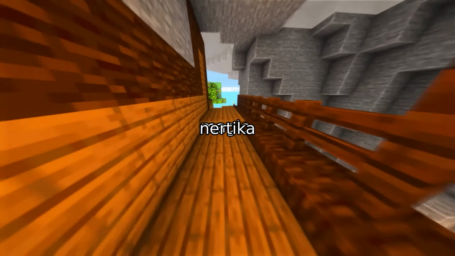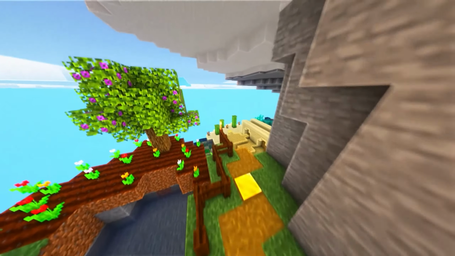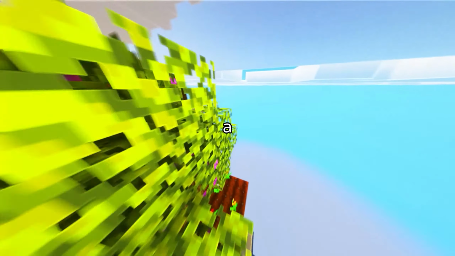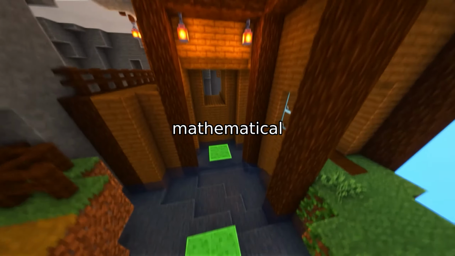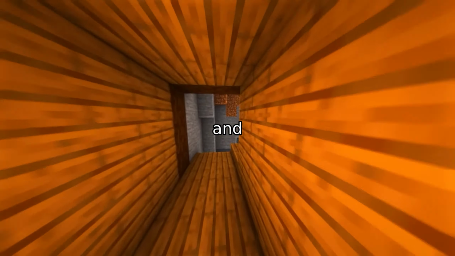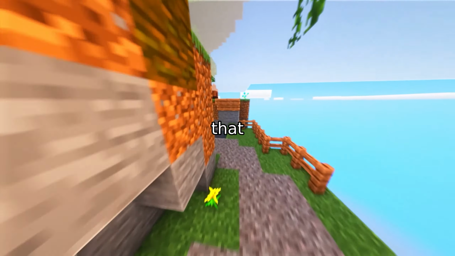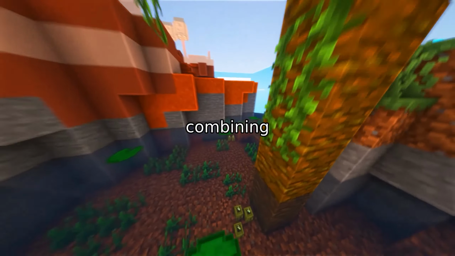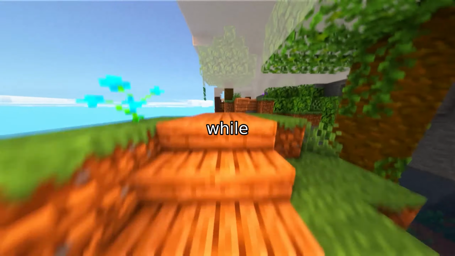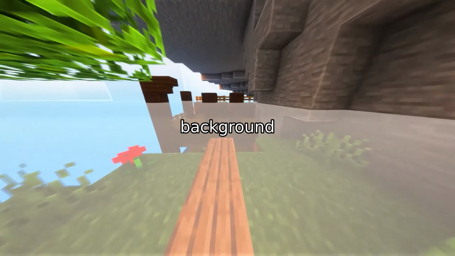But here's the real magic. NerT-CA doesn't just rely on raw data. It uses 2 powerful tools together. A tensorial field, think of it as a mathematical skeleton that captures the heart's structure, and a neural field, a machine learning model that fills in the details. By combining these, the system learns to focus on the vessels while ignoring distractions, like the heart's background tissue.